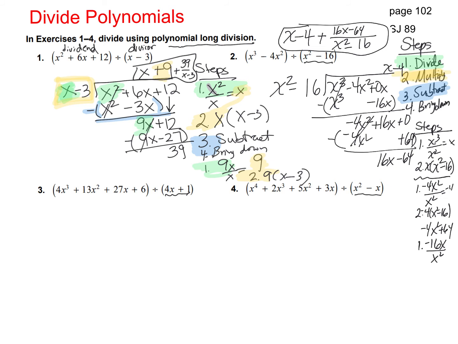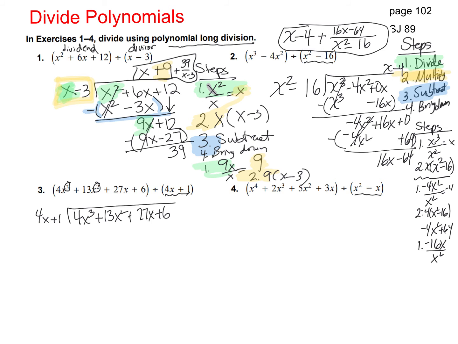Moving on to number 3, divisor is 4x plus 1. Dividend, you do want to check and make sure that all of your exponents are represented. Third power, second power, first power, no power. If one was missing, you would want to put in a 0x or whatever that is. Let's say that this was missing, then you would actually write 4x cubed plus 13x squared plus 0x plus 6. So every term has to be represented. But that x is there, so I'm going to go ahead and put 27 back in.